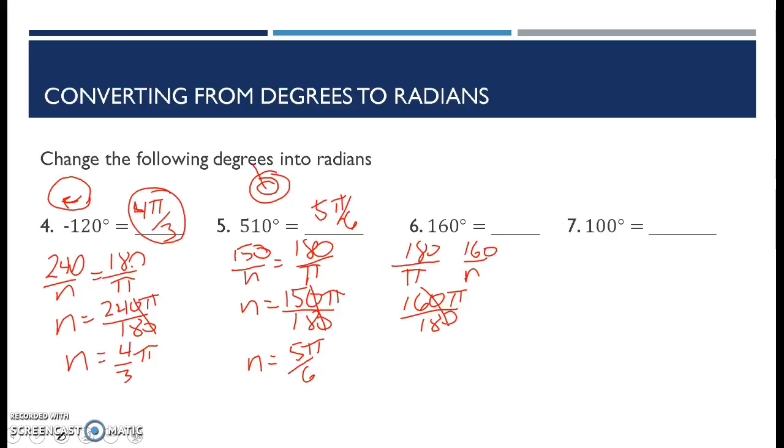And then the 16 over 18 reduces to 8 over 9. So this is 8 pi over 9 radians. 100, same thing. I'm going to take 100 times pi divided by 180. And that's the same thing if I cut those both in half, the 10 and the 18, it's going to be 5 pi over 9 radians. So that's a real quick example, some examples of changing degrees to radian measure.